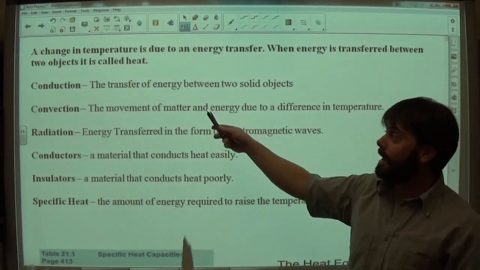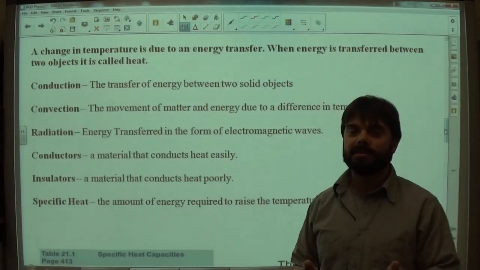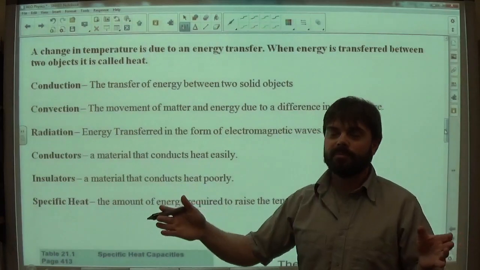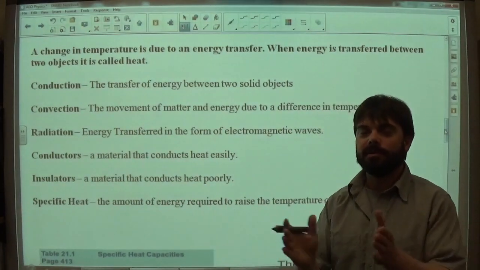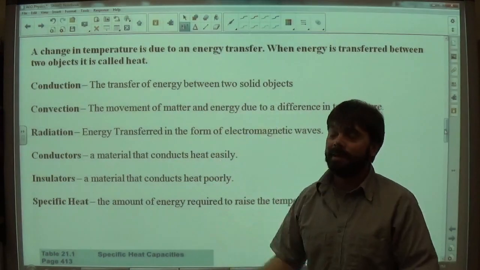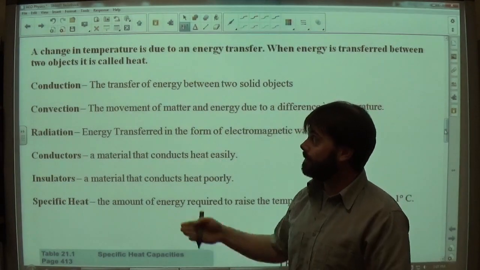Ways this can happen include conduction, which is when two solid objects touch each other. If you had two pieces of metal, one scalding hot and one ice cold, and you touch them together, those solid surfaces make contact, the molecules bounce off of each other, and the hot one will warm the cold one up.